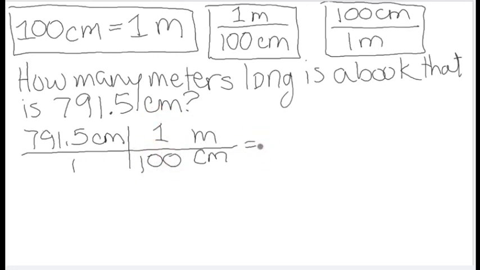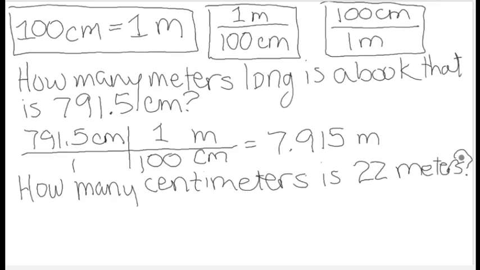So in my calculator, I'm going to take 791.5 and divide it by 100. And my calculator gives me an answer of 7.915 meters. 4 significant figures in my given, 4 significant figures in my answer. That's a pretty big book, but we're going to go with it. Okay, we'll do one the other way.